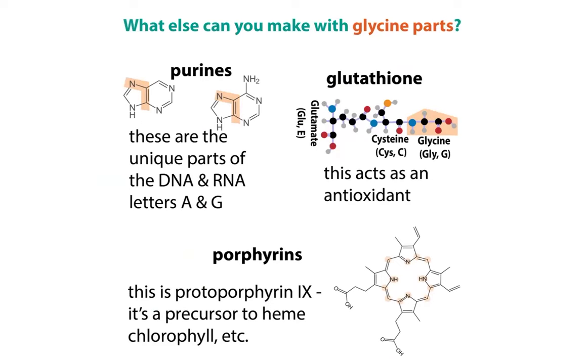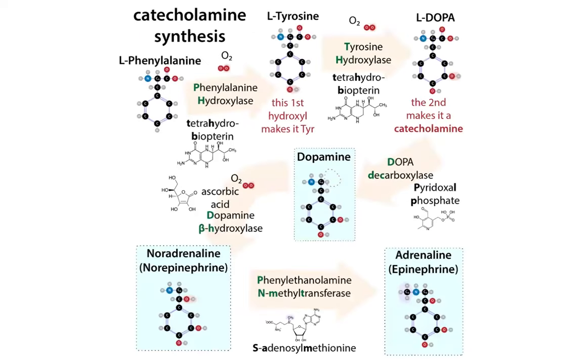For example, glycine can be used to help make purines, so the rings of your DNA and your RNA. Glutathione, our antioxidant. Porphyrins, so like the heme in your hemoglobin that allows you to transfer oxygen through your blood. All of those are relying on using the skeleton of glycine, so not just for proteins.